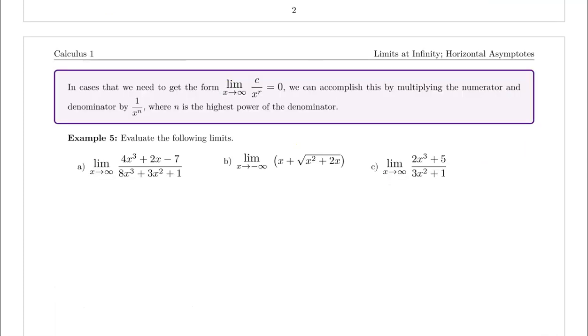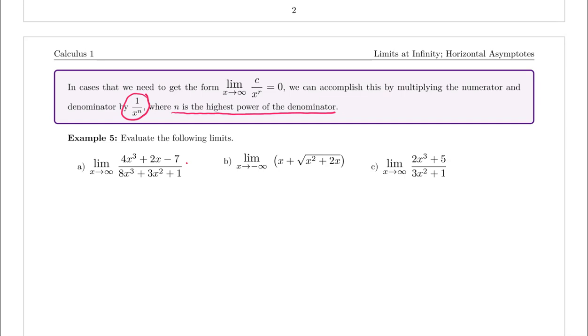In cases where we need to get the form, the limit as x approaches infinity of c over x to the r power equals 0, we can accomplish this by multiplying the numerator and denominator by 1 over x to the power of n, where n is the highest power of the denominator. What exactly does that mean? Well, let's put this into practice in example 5, which wants us to evaluate these limits. In part A, we have the limit as x approaches infinity of this rational function, and we want to multiply the numerator and the denominator by 1 over x to the power of n, where n is the highest power of the denominator. So in part A, the highest power of the denominator is 3.